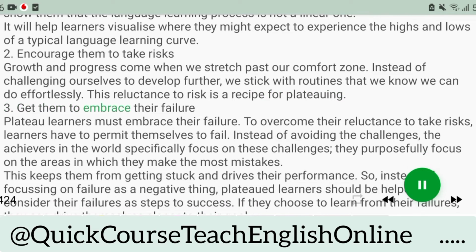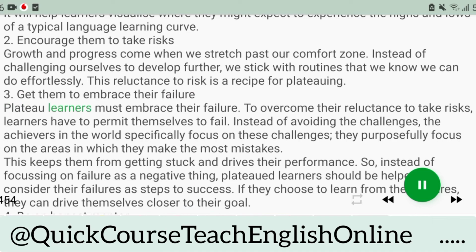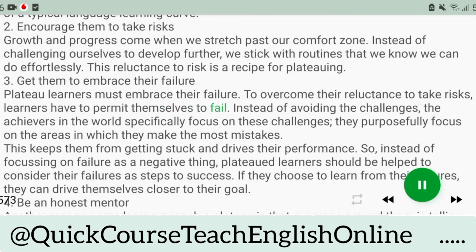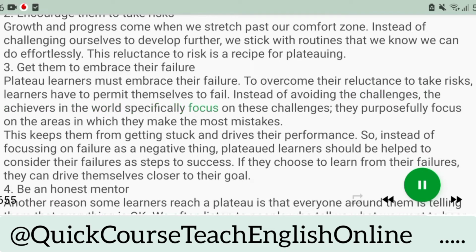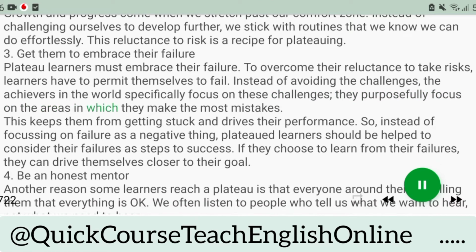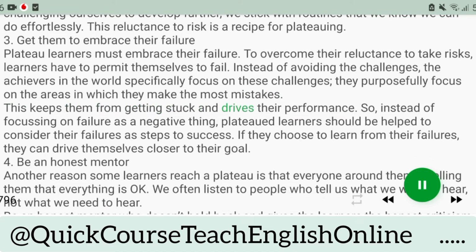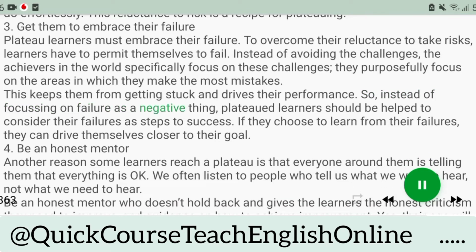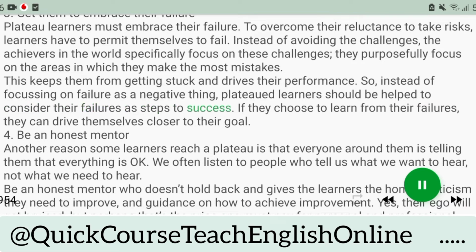3. Get them to embrace their failure. Plateaued learners must embrace their failure. To overcome their reluctance to take risks, learners have to permit themselves to fail. Instead of avoiding the challenges, the achievers in the world specifically focus on these challenges. They purposefully focus on the areas in which they make the most mistakes. This keeps them from getting stuck and drives their performance. So, instead of focusing on failure as a negative thing, plateaued learners should be helped to consider their failures as steps to success.